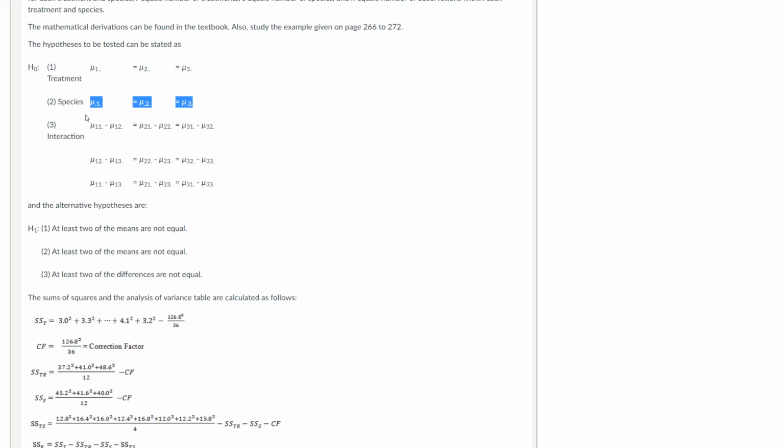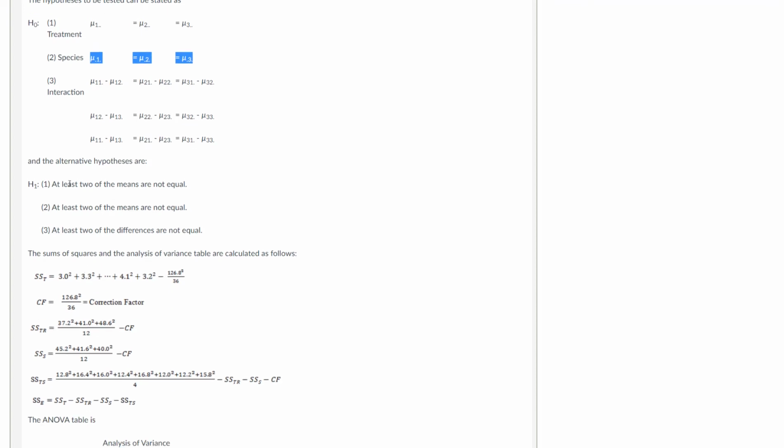That means treatment will be affected by species. So we say that the interaction between them, whether they are actually same or not. That means in the null hypothesis, we say that they are same. Alternative hypothesis, similarly, is that at least 2 of those treatment means are not equal, and then 2 of those means for the species are not equal, and then 2 of the differences of the interaction we found are not equal.